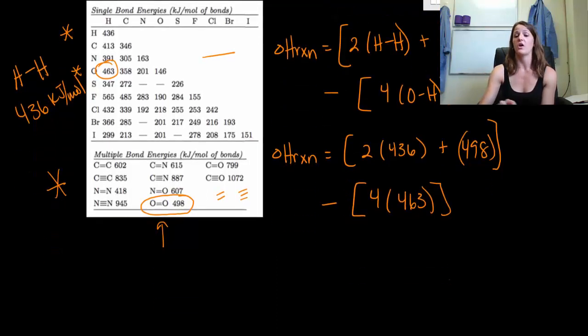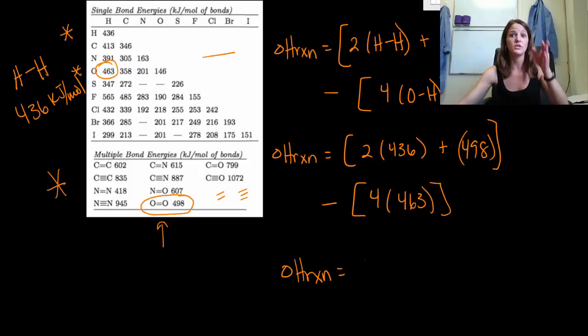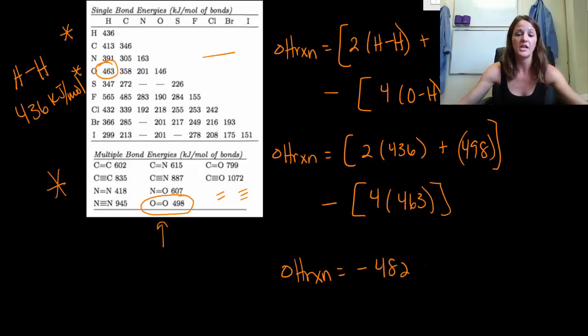Now you have all your numbers. All you have to do is plug that into a calculator. So if you do that properly, you end up with a delta H reaction. So you have 2 times 436 plus 498. All of that's one number. Subtract that from one number, 4 times 463. If you do that properly, you get a delta H reaction equal to negative 482 kilojoules of energy per mole.